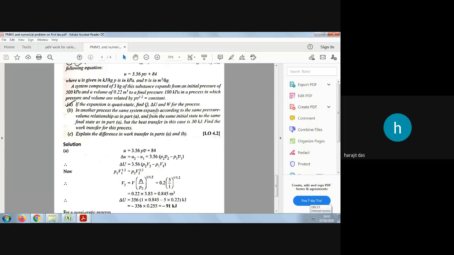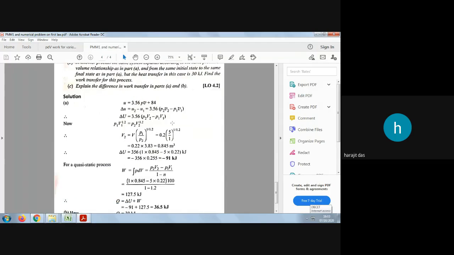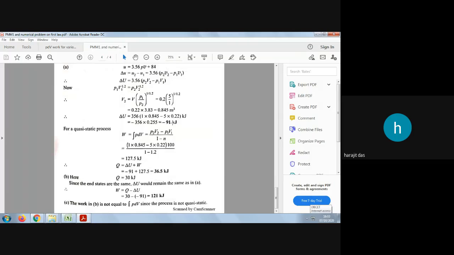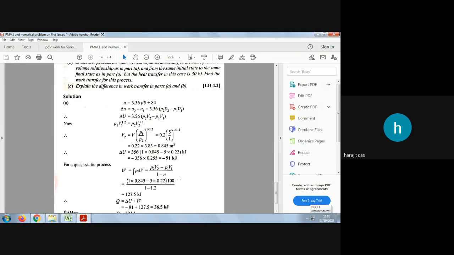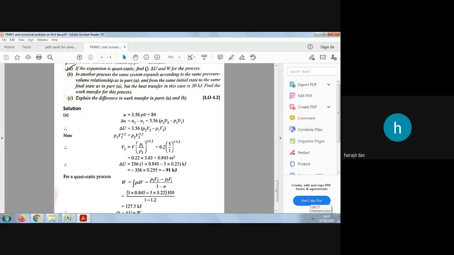In another process, the same system expands according to the same pressure volume relationship, from the same initial state to the same final state, but the heat transfer in this case is 30 kilojoule. It is because this process is not a quasi-static process that these two work done, integration of PdV, will not be equal, as in B. So in this C, you need to write it that way.